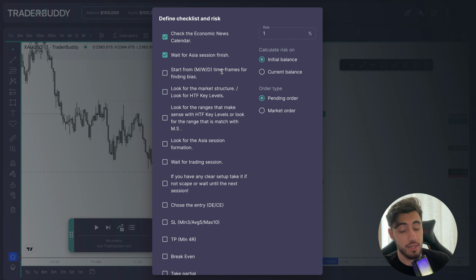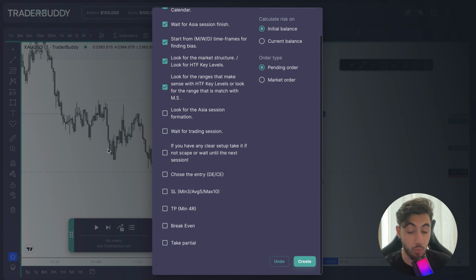So here that was Friday, so the new day starts. Yep. Look for the market structure. Look for the high time frame key levels. We take a look at that. Look for the range that makes sense with high time frame key levels, or look for the range that is matched with the market structure. See, this is the best and easiest way that you can look for the ranges. So this is so important.